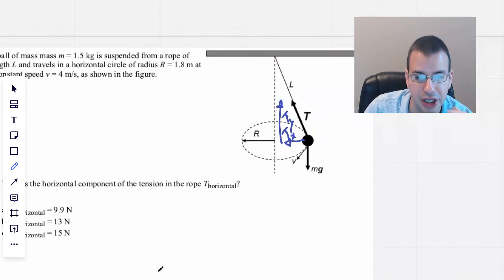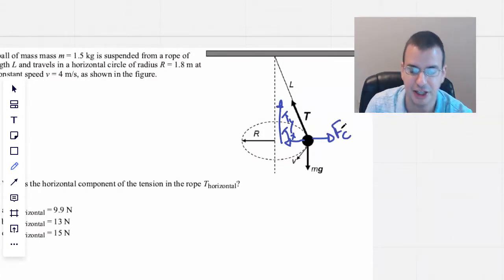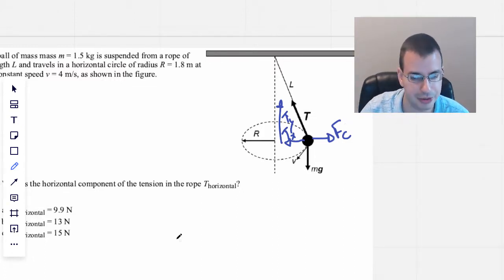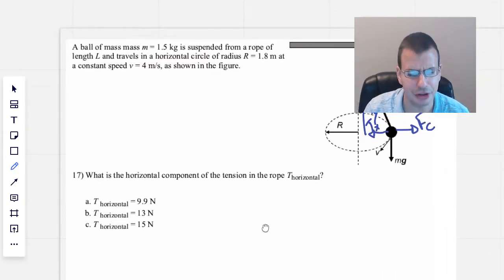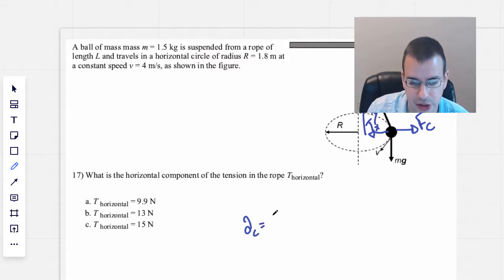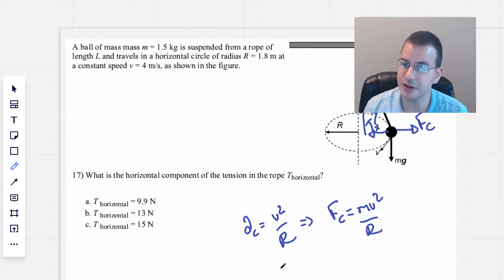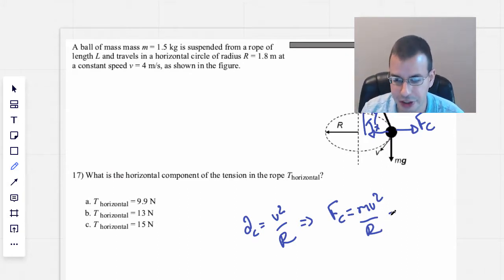The reason that horizontal component is going to exist is it's going to be offsetting the centripetal force pushing it outward. Pulling it outward? Not really sure. So the idea, though, is centripetal acceleration equals v squared over r. Therefore, force centripetal will be mv squared over r. You just have to remember that v squared over r is centripetal acceleration.